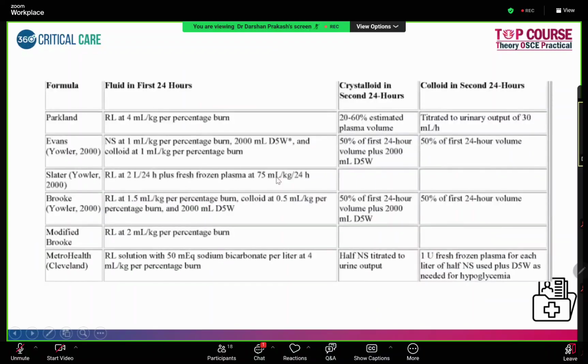The most important thing is you need to remember that Brooke's formula involves resuscitation with a colloid. Slater's formula uses fresh frozen plasma, and Evans formula uses 5% dextrose. If you remember this, that would be sufficient. But for the Parkland formula, there is no going around it. You have to remember the formula.